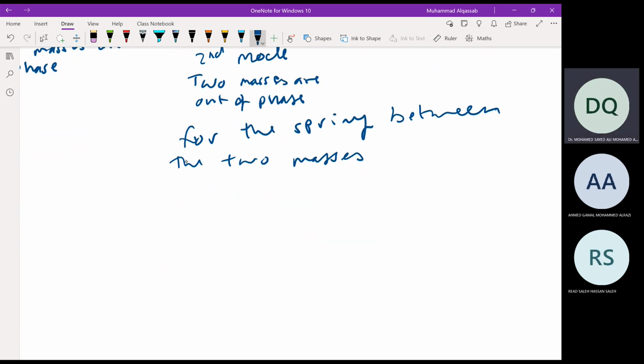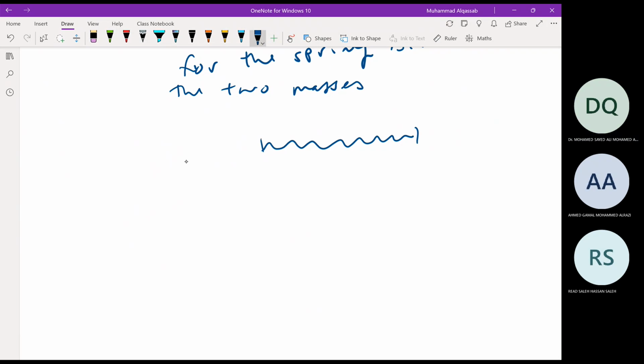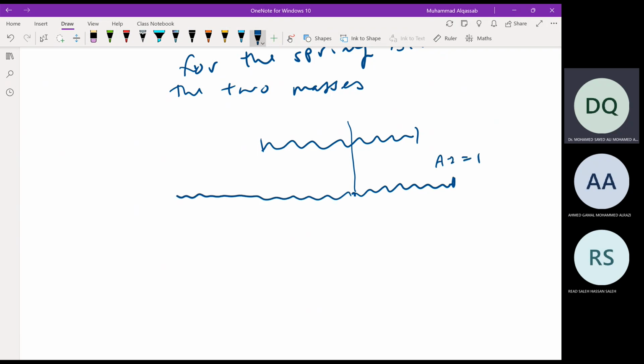Okay, so let's say that we have the spring under no stretching. When the two masses move, there is a point here, maybe near the middle. When A2 is 1, it means it will move to this point, right? And this will be A2 is 1, and A1 will be minus 2.7.